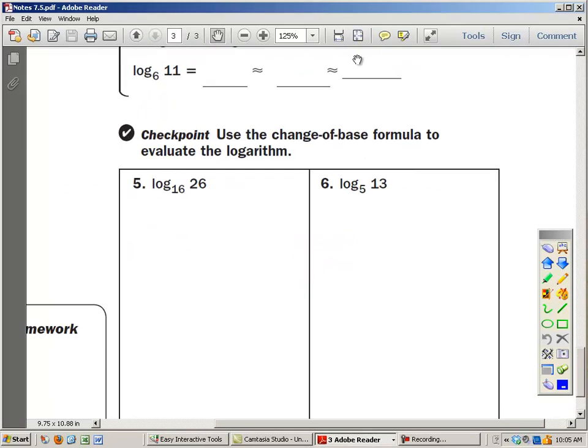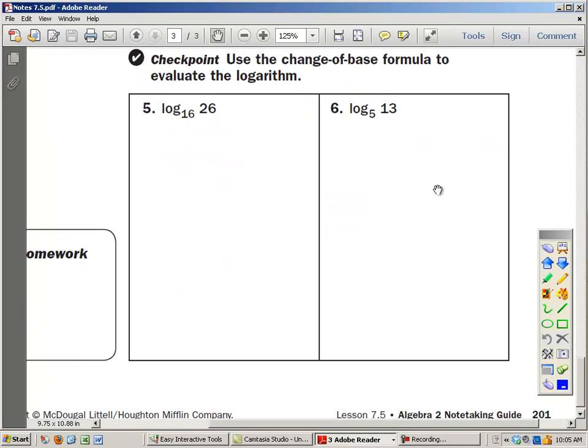Let's go ahead and have you try a checkpoint problem or two on your own. Be right back with solutions.